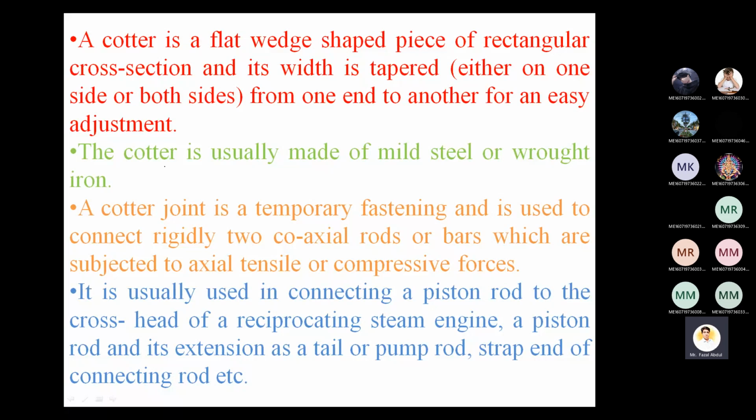The quarter is a flat wedge-shaped piece with a rectangular cross section, and its width is tapered on either one side or both sides, for easy adjustment, removal and insertion. The material is mild steel or wrought iron, and it is a temporary fastening to join two coaxial rods, bars or shafts, which are subjected, and this is very important, to axial loads or compressive loads.